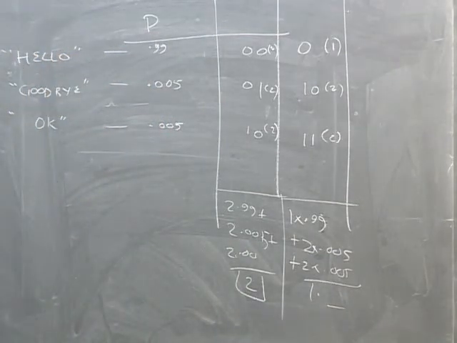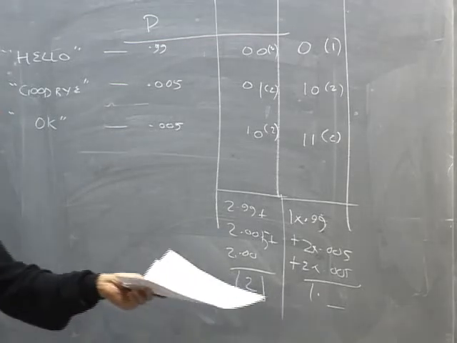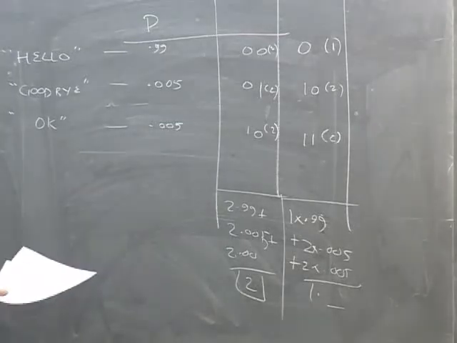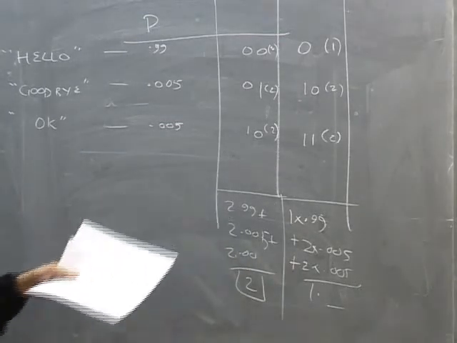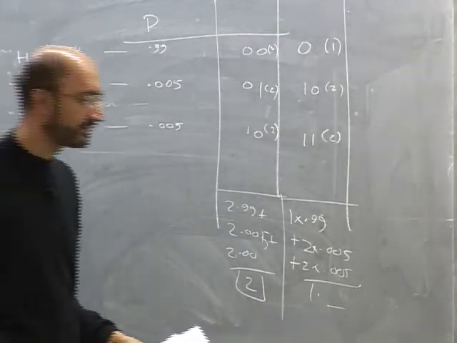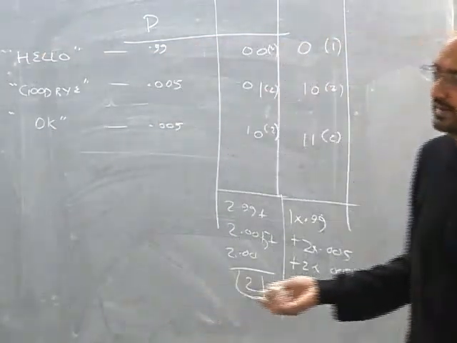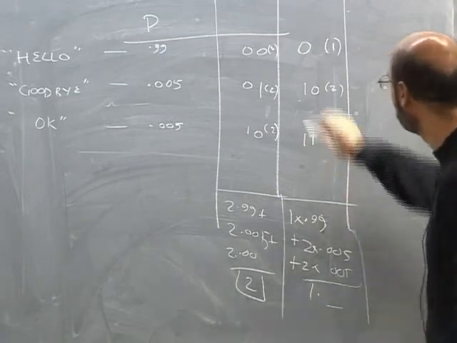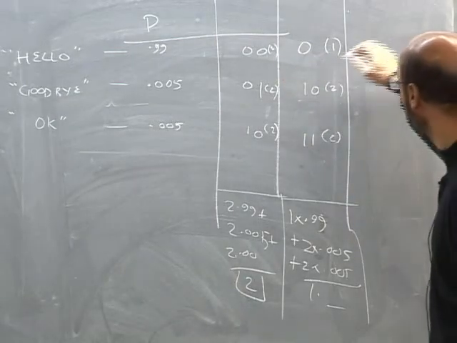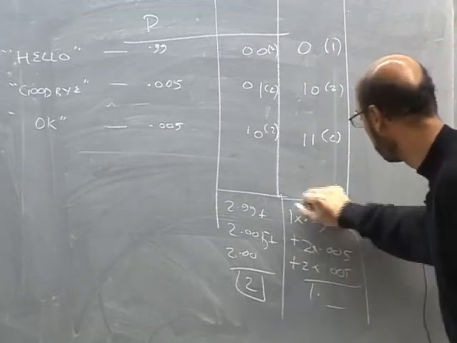So the expected coded message length is smaller over here, and so we say that this is a better code. The other way of thinking about it is: what is the expected code word length? We can view it the same way. So the expected coded message length is just given by this.